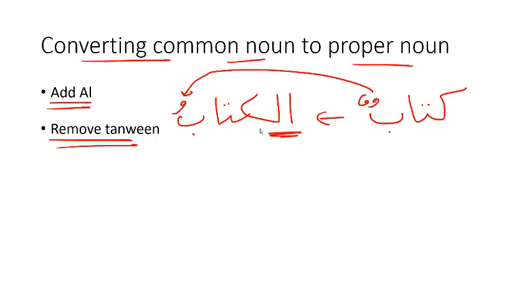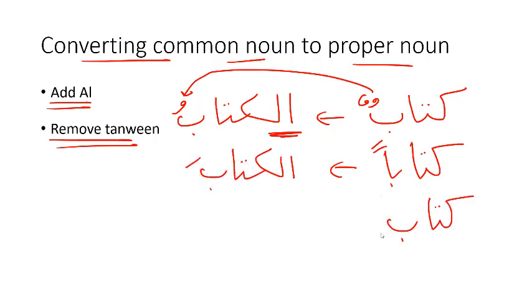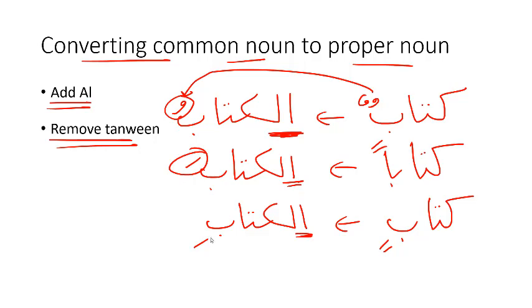Whenever you see al in the beginning, there can never be a tanween at the end. So we can say that we either remove the tanween or we truncate the tanween. If we have kitaban, then this will become al kitaba. And if we have kitabin, this will become al kitabi. And again, I'll emphasize that when you have a proper noun, there is al in the beginning, and at the end, we will not have a tanween. If we had a double zabar, this becomes a single zabar. If we had a double zair, this becomes a single zair.